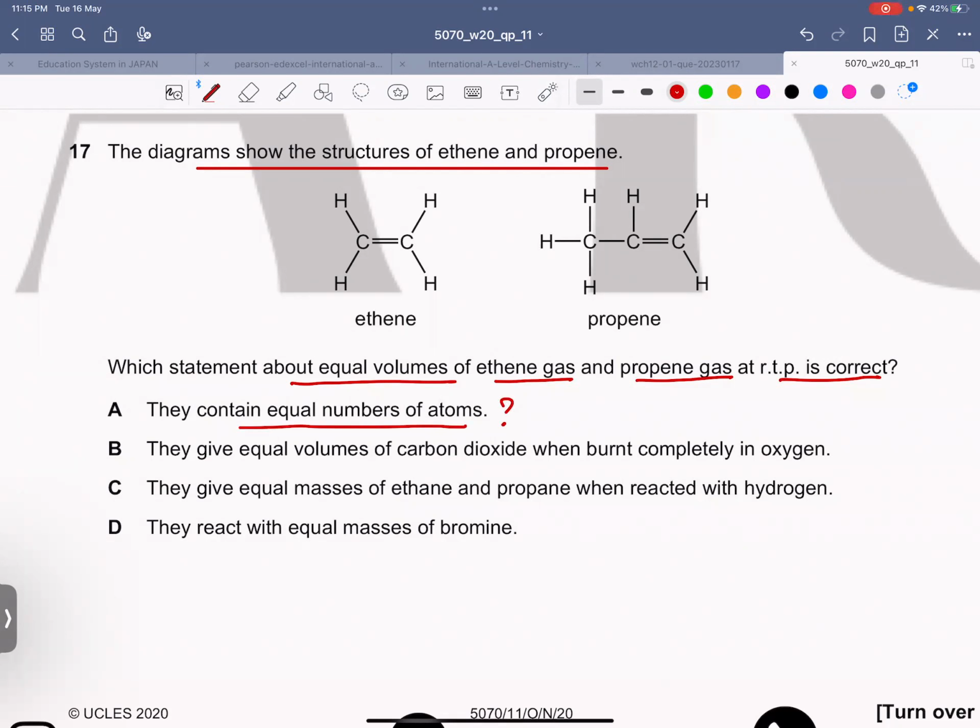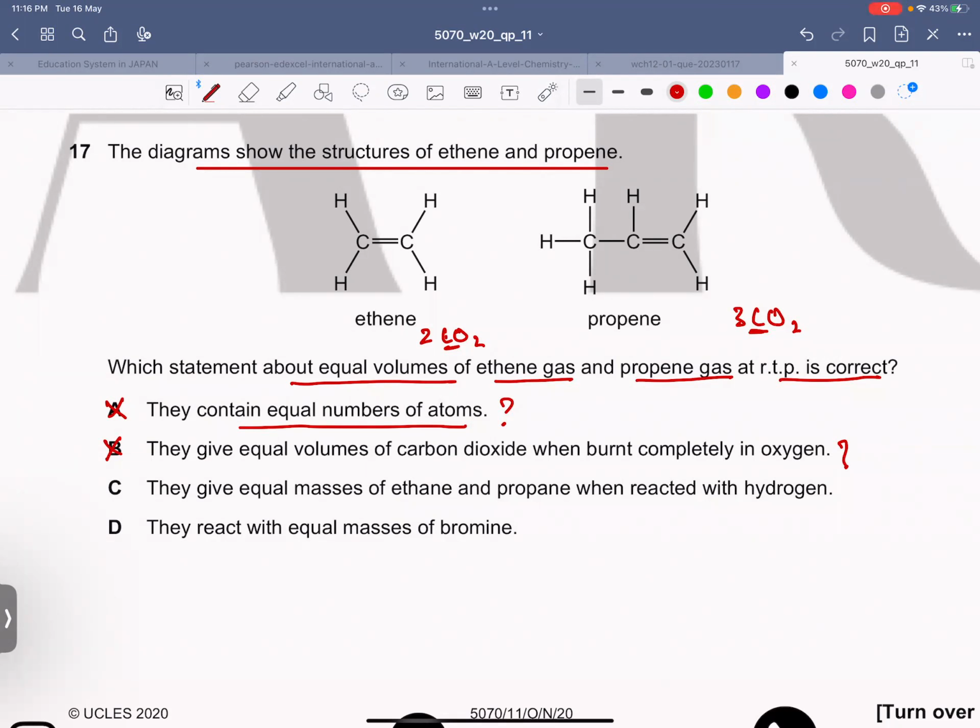No, sir. Very good. They give equal volumes of carbon dioxide when they burn completely in oxygen. Is this correct? No, because ethene would give you 2 moles of carbon dioxide and propene would give you 3 moles of carbon dioxide, because each molecule of propene has 3 carbon atoms and each molecule of ethene has 2 carbon atoms. So B is also wrong. Is it clear to you, Aisha?